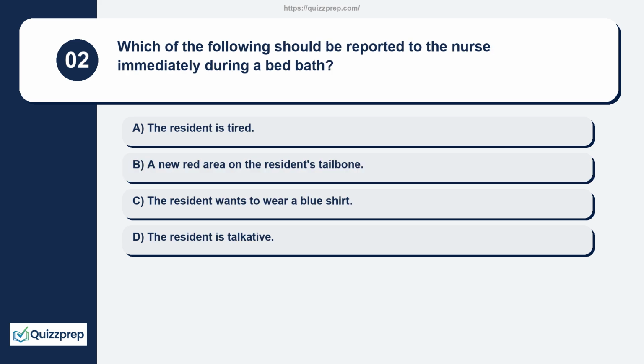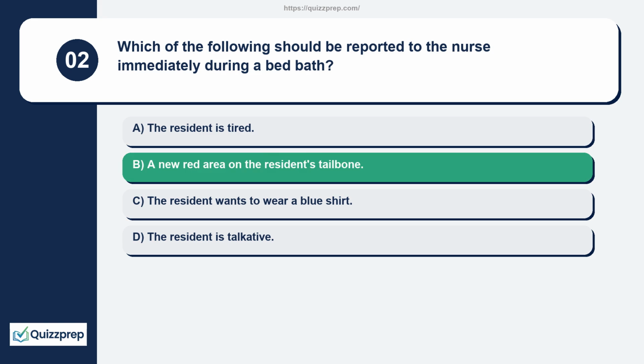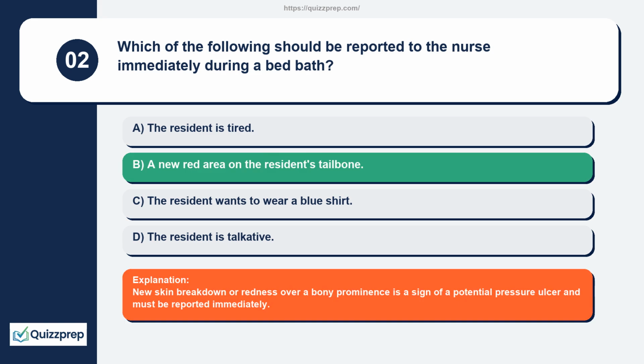Question 2. Which of the following should be reported to the nurse immediately during a bed bath? The resident is tired. A new red area on the resident's tailbone. The resident wants to wear a blue shirt. The resident is talkative. New skin breakdown or redness over a bony prominence is a sign of a potential pressure ulcer and must be reported immediately.